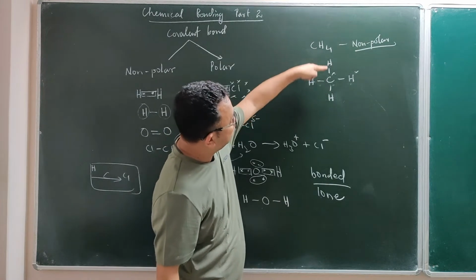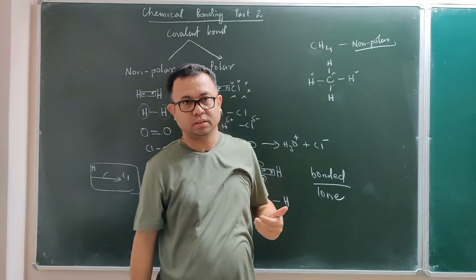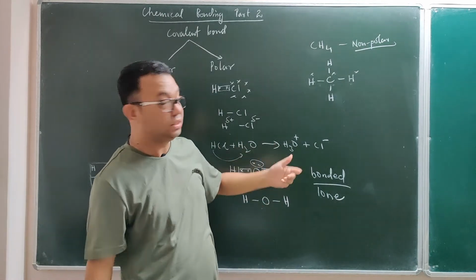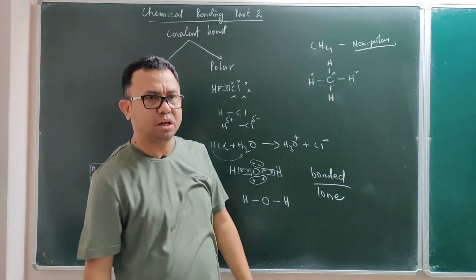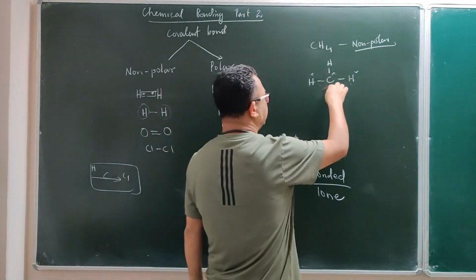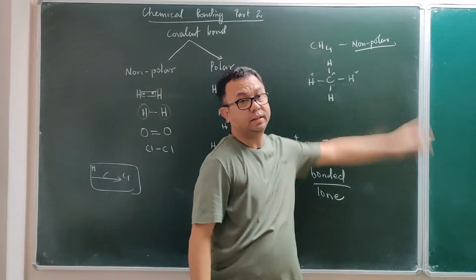If there is a shift from here, there is a shift from that side also, so they nullify each other. They cancel out each other's attraction, and the formation of that small charge which might have taken place. So there will be no shift, and since there is no shift and no development of charge, they are non-polar.